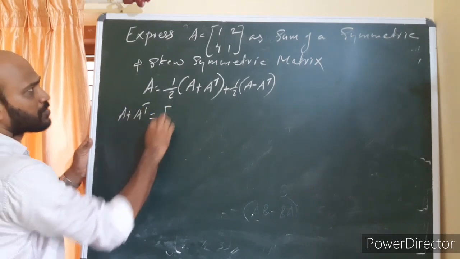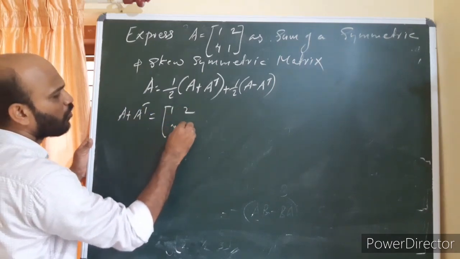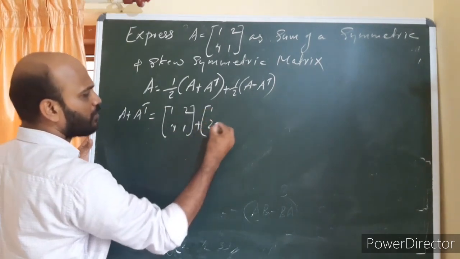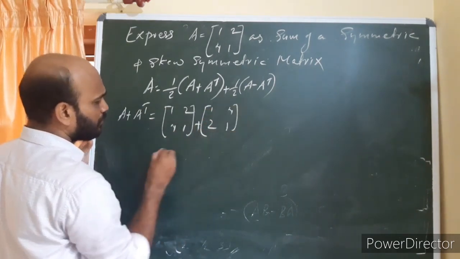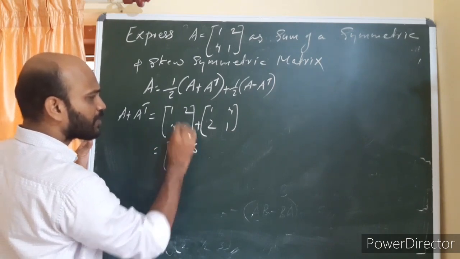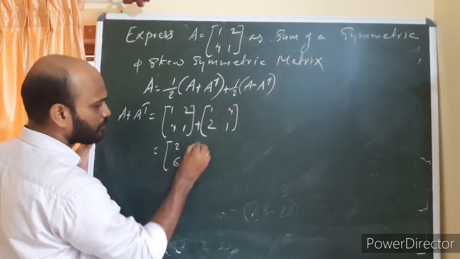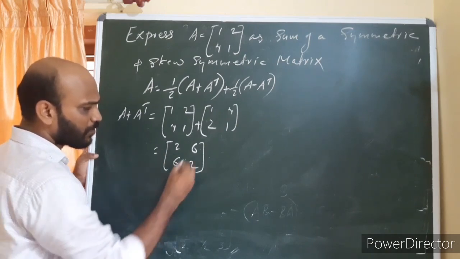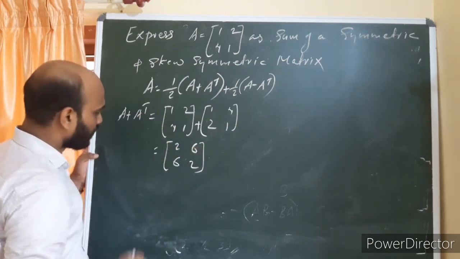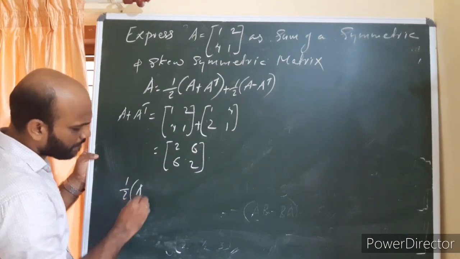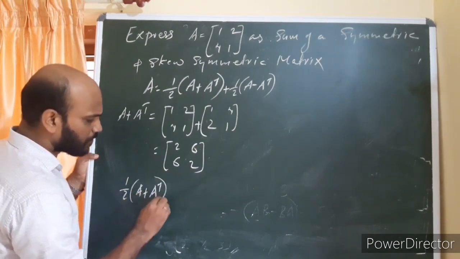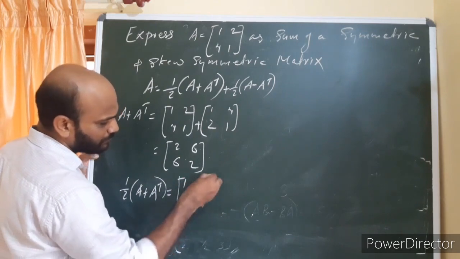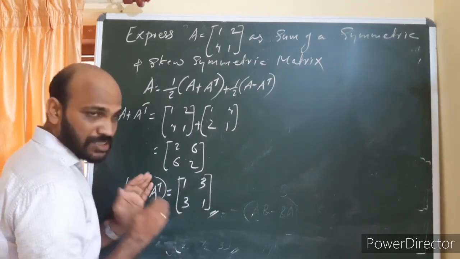So first we can find A plus A transpose. A means 1, 2, 4, 1 plus its transpose you have to add, that is 1, 2, 4, 1. This will be equal to 2, 6, 6, 2. Is it a symmetric matrix? It is symmetric because A12 equal to A21. Now half into A plus A transpose should be equal to 1, 3, 3, 1. So we got a symmetric matrix.